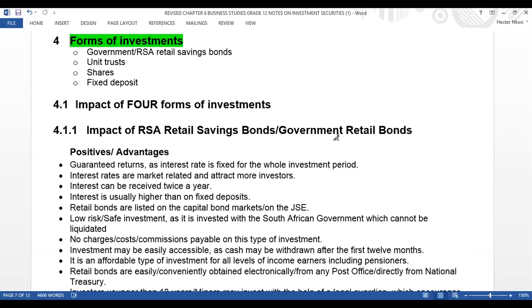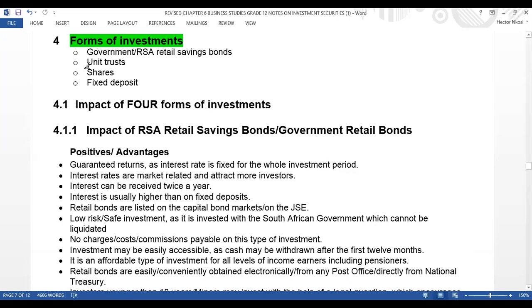So if you understand, when someone says forms of investments, that there are actually four of them: the government or RSA retail savings bond, unit trusts, shares, and fixed deposits. If you know what a fixed deposit is, you'll be able to talk more about it. If you know what shares are, you'll be able to talk more about them. If you know what unit trusts are, you'll be able to talk about them from A to Z because you understand them. If you know what RSA retail savings bonds are, you'll be able to write everything they ask about them. You can write from the bottom of your heart, from A to Z.